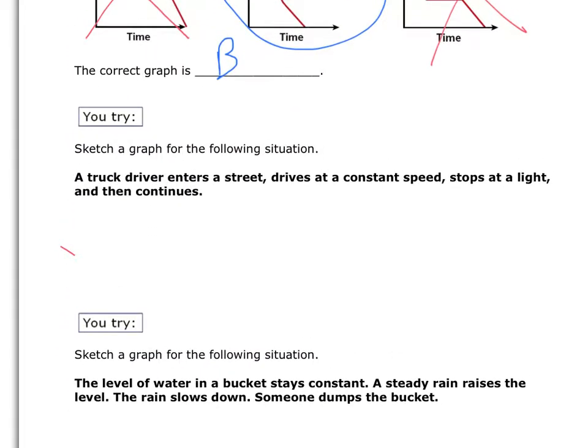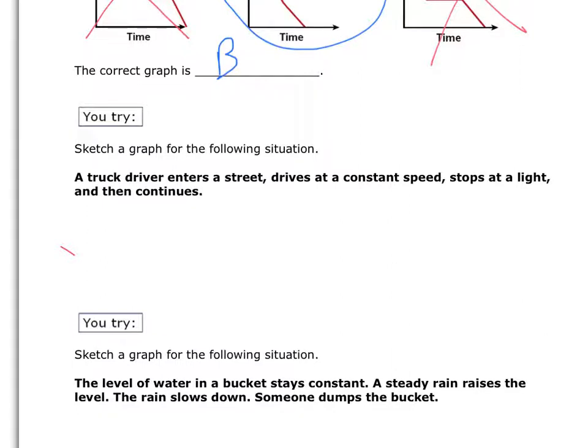All right, okay, you try. We want to come up with a graph that represents this situation. It says a truck driver enters a street, drives at a constant speed, stops at a light, and then continues. So we want to draw a graph that represents this scenario.